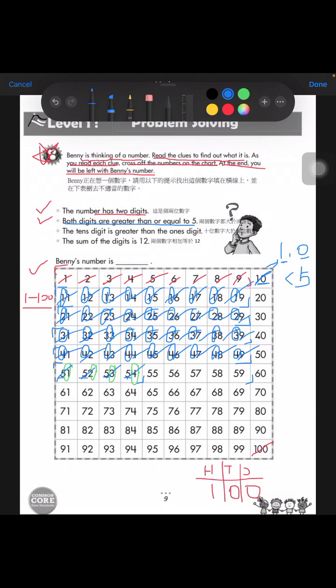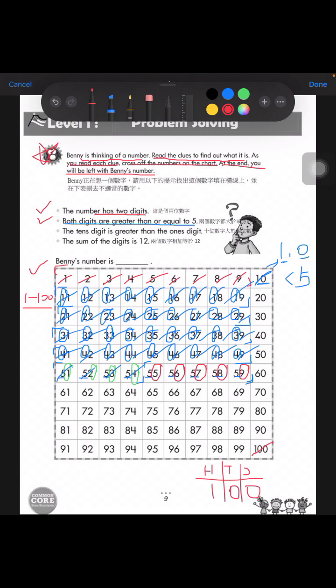Okay, from 55 to 59, the digit in the 10th place is 5, and the digits in the 1 place are 5, 6, 7, 8, and 9. It is also greater than or equal to 5, so we don't need to cross them out.